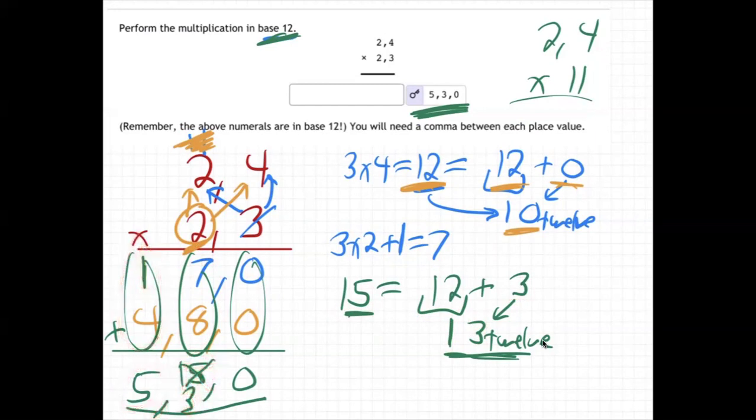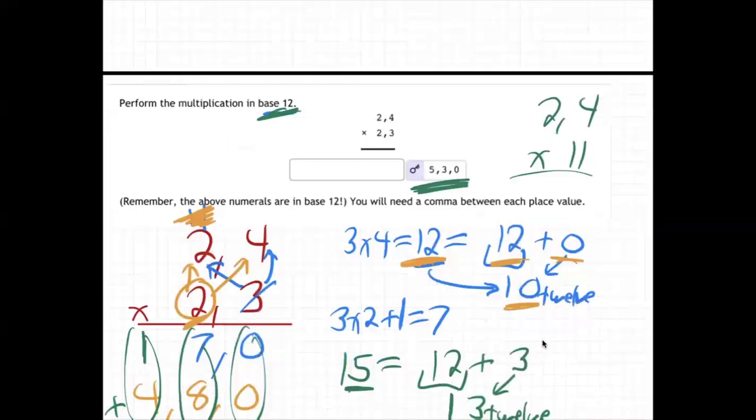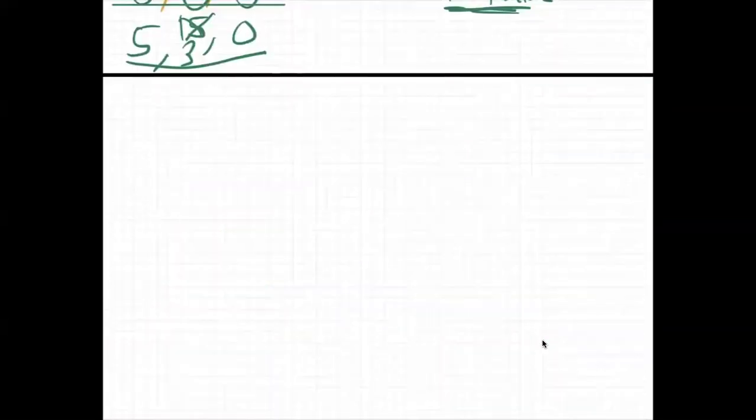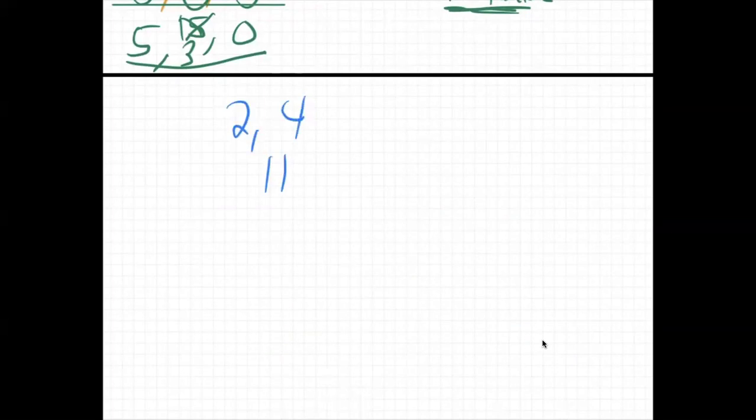Okay, so let me show this now. I think that's important too. Let me go to the next page and I'll show that as well. So this is going to be, what is it? 2 comma 4 times 11. Yeah, because you could get that problem. 2 comma 4 times 11. How would you do that one?